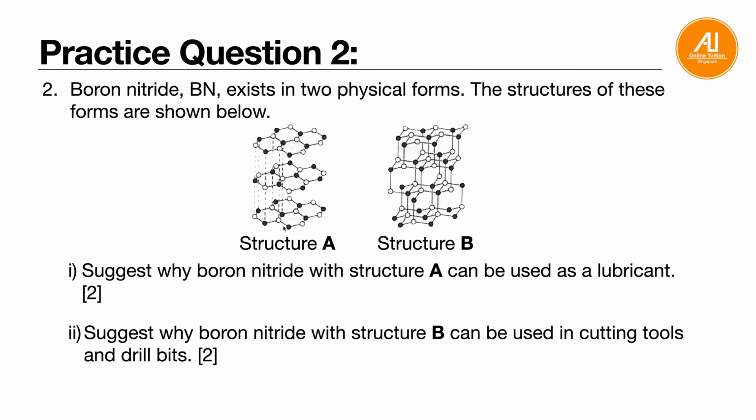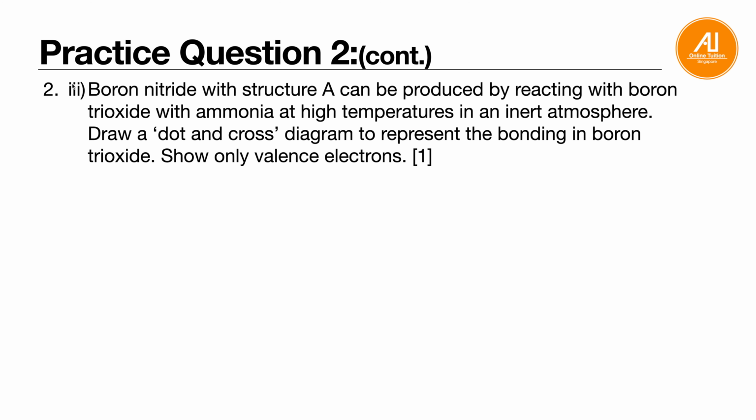Okay, question 2. Boron nitride, BN, exists in 2 physical forms. One is a giant molecular structure in layers, but the other is a 3-dimensional rigid structure. First, suggest why boron nitride with structure A can be used as a lubricant, and why structure B can be used as a cutting tool or drill bits. And third question: boron nitride with structure A can be prepared by reacting boron trioxide with ammonia at high temperature. Draw a dot and cross diagram to represent the bonding in boron nitride. Show only the valence electrons.